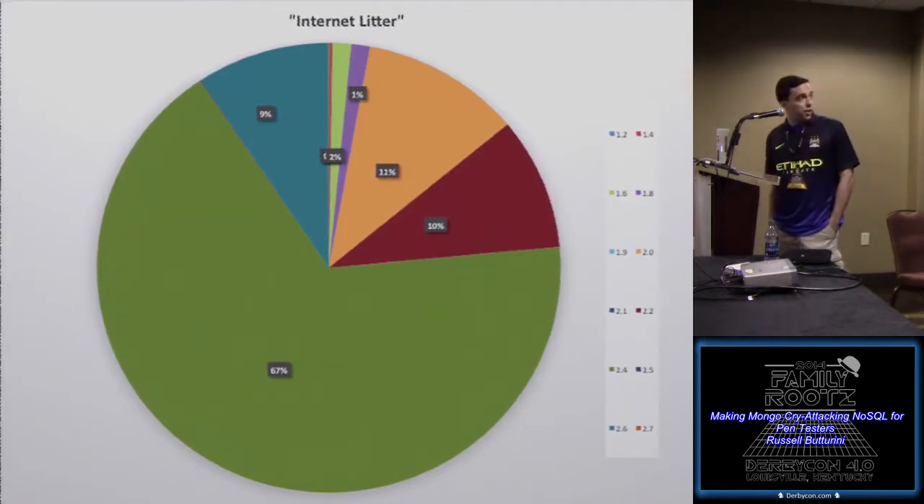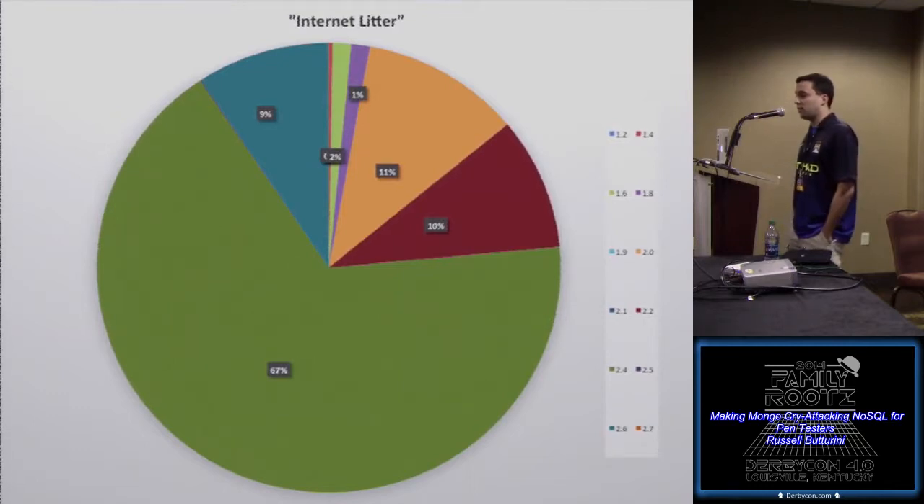So there's 3,000-ish machines on the internet sitting with a remote code execution vulnerability. And that's just what I tested. Remember, I only tested about 10% of the total of what was indexed.